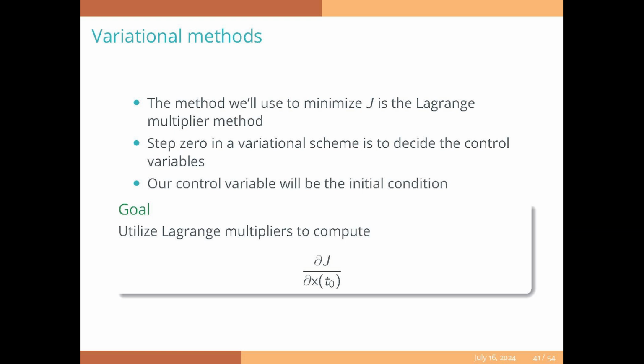One of the common ones would be something like your initial condition, because the solution to your system is uniquely defined by your initial condition. You can also adjust for things like parameters, though. This is by no means the only option. But everything that I show moving forward will be that our control variable is the initial condition in the model. And so our goal, like I mentioned, is to use Lagrange multipliers to compute the derivative of J with respect to our initial condition.